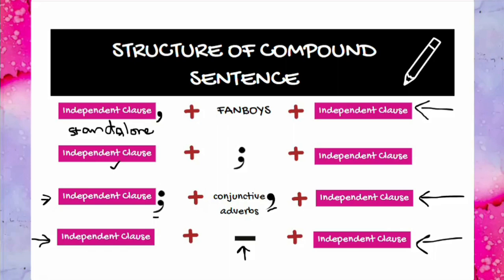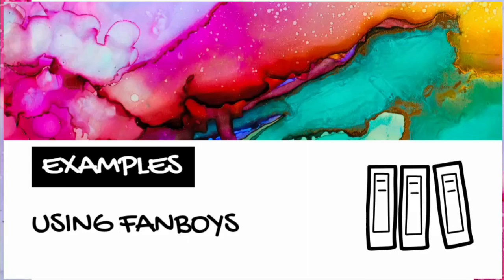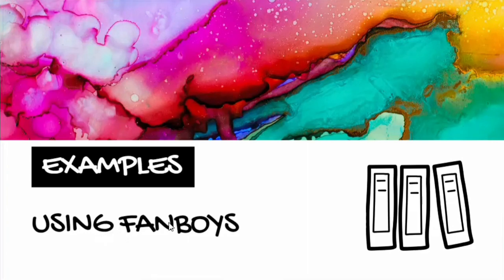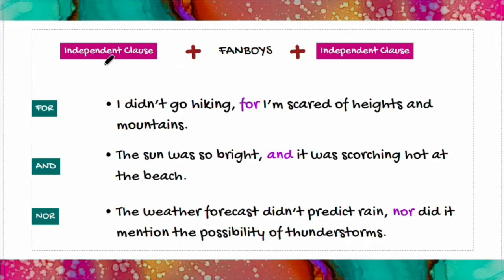Now it's time to see some examples. I'll again explain this with the examples. The first examples that we are going to check out are of compound sentences using FANBOYS or coordinate conjunctions. So here you go. The structure is written here: complete sentence, FANBOYS, complete sentence. A comma is missing here, so put a comma.